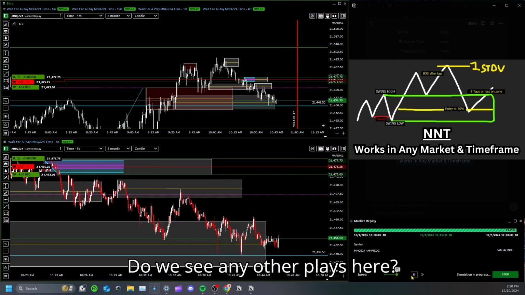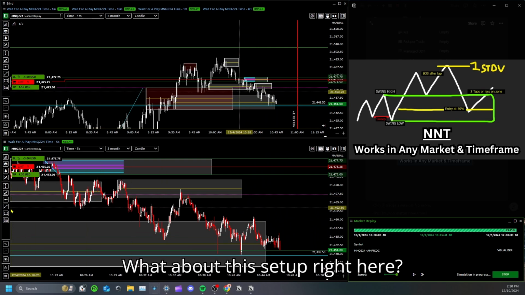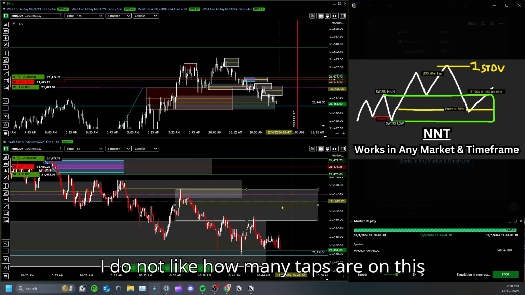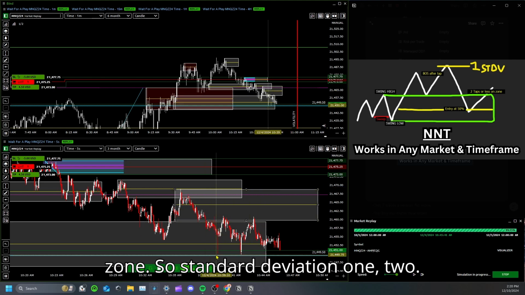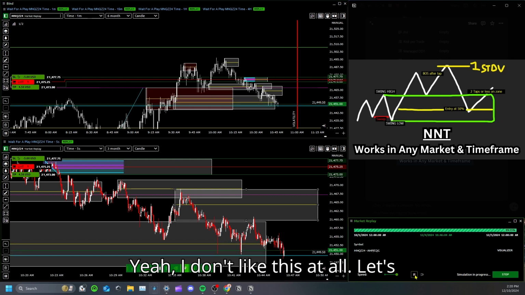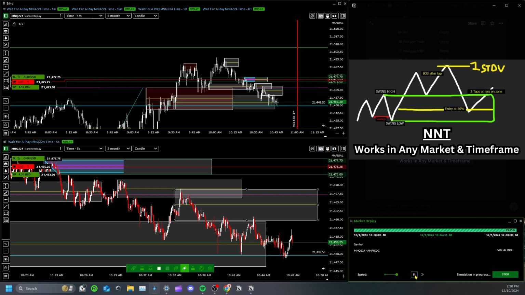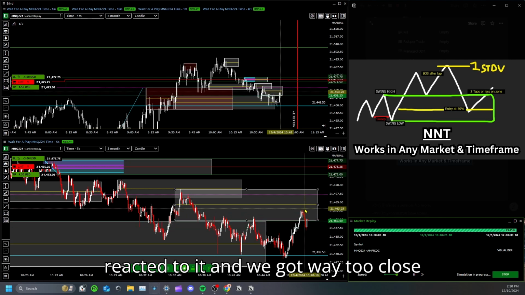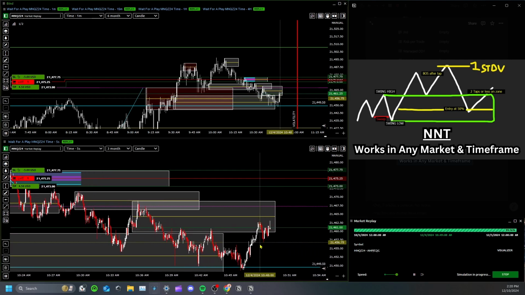Do we see any other plays here? What about this setup right here? I do not like how many taps are on the zone. So deviation 1, 2. So it played out more. Yeah, I don't like this at all. Let's see. Yeah, it's not something I'll be interested in taking just because of how we reacted to it. And we got way too close to 50%.